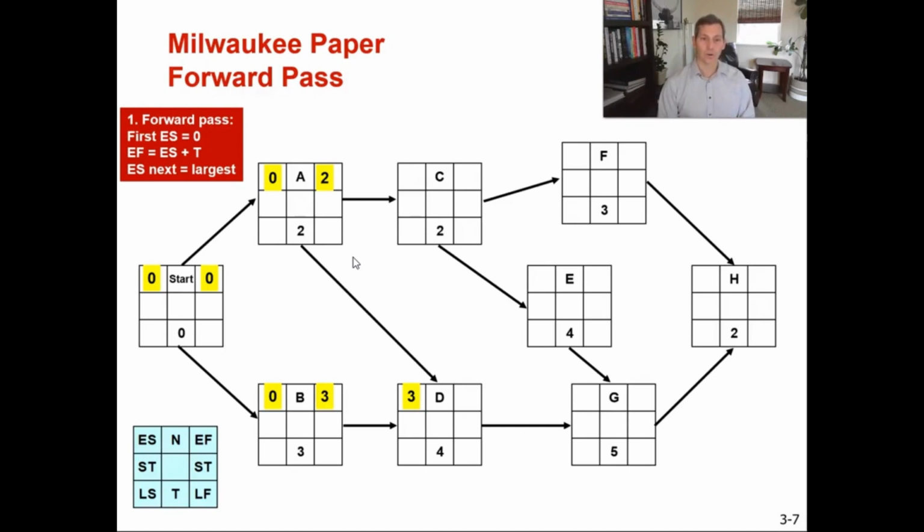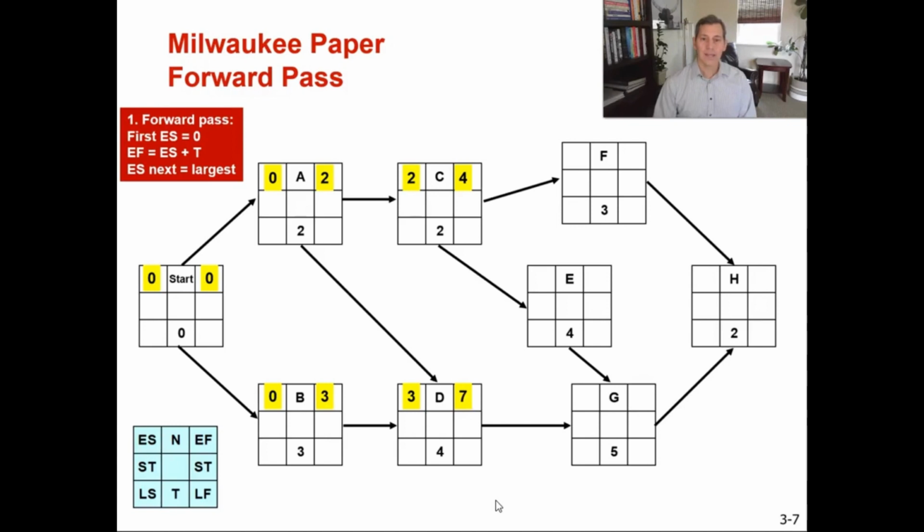That's why your early start time has to be the largest EF before an activity can be started. So your early start time for D is 3. So 3 plus 4 equals 7. Okay, now let's go to C. For activity C, there's only one immediate predecessor, and that's A. So the early start is 2. 2 plus the activity time of 2 gives you 4.